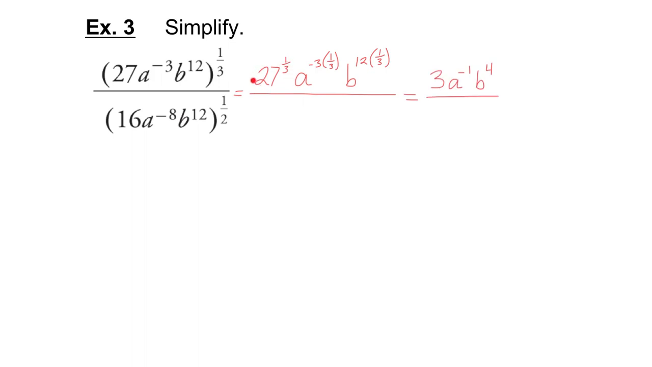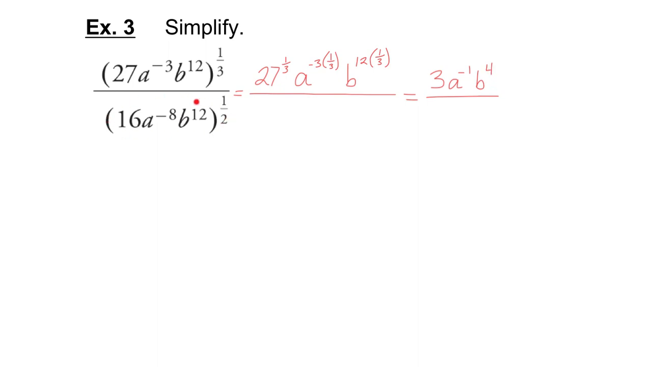Now 27 to the exponent 1/3, remember that's a rational exponent. That's the cube root of 27. That's 3, because 3 times 3 times 3 is 27. So we know what the cube root of 27 is. Let's simplify it. Multiply negative 3 times 1/3. 1/3 of negative 3 is negative 1. And 12 times 1/3 is 1/3 of 12, which is 4. So this gets simplified to 3 times a to the minus 1 times b to the 4.